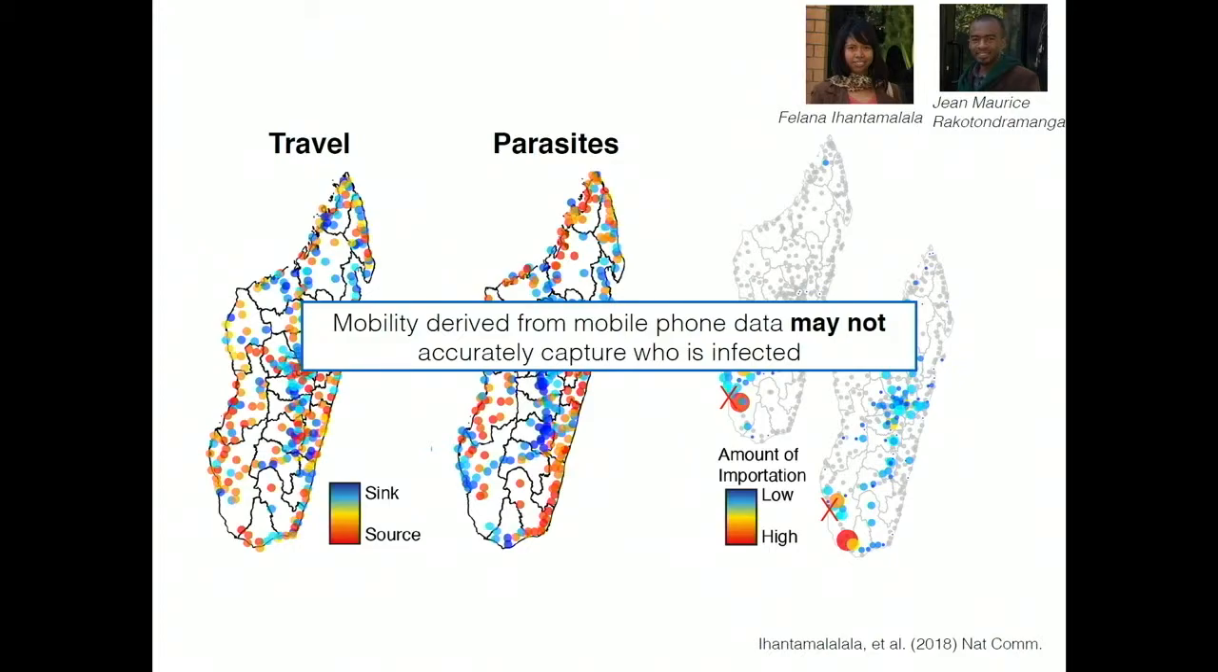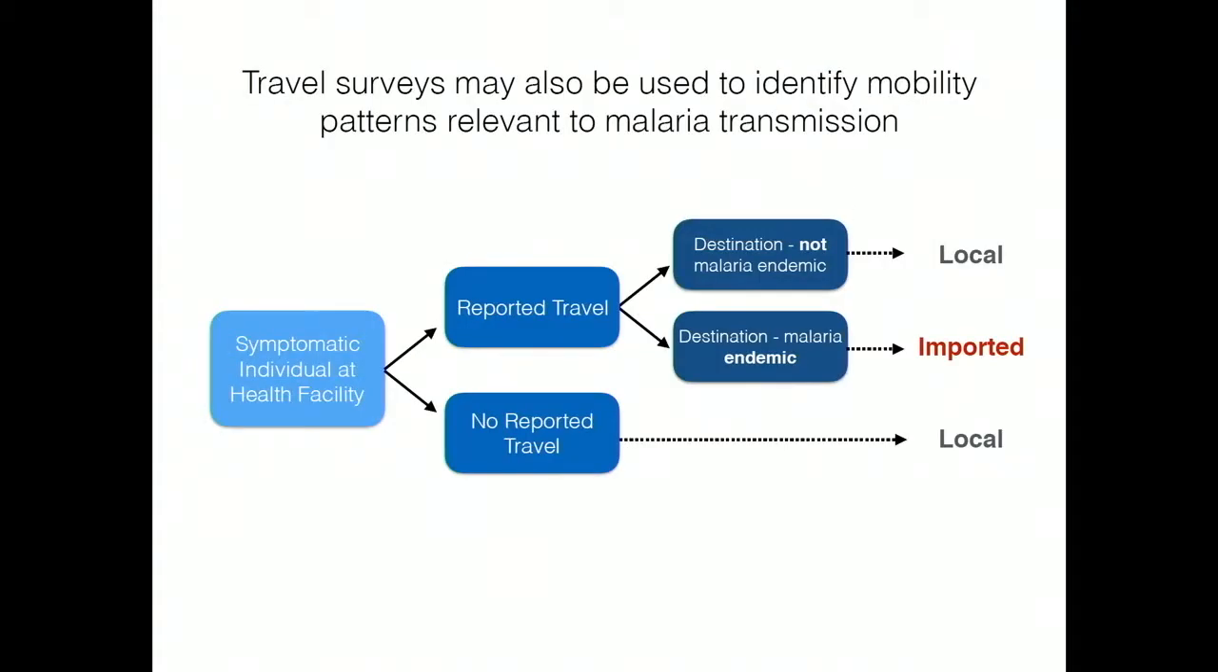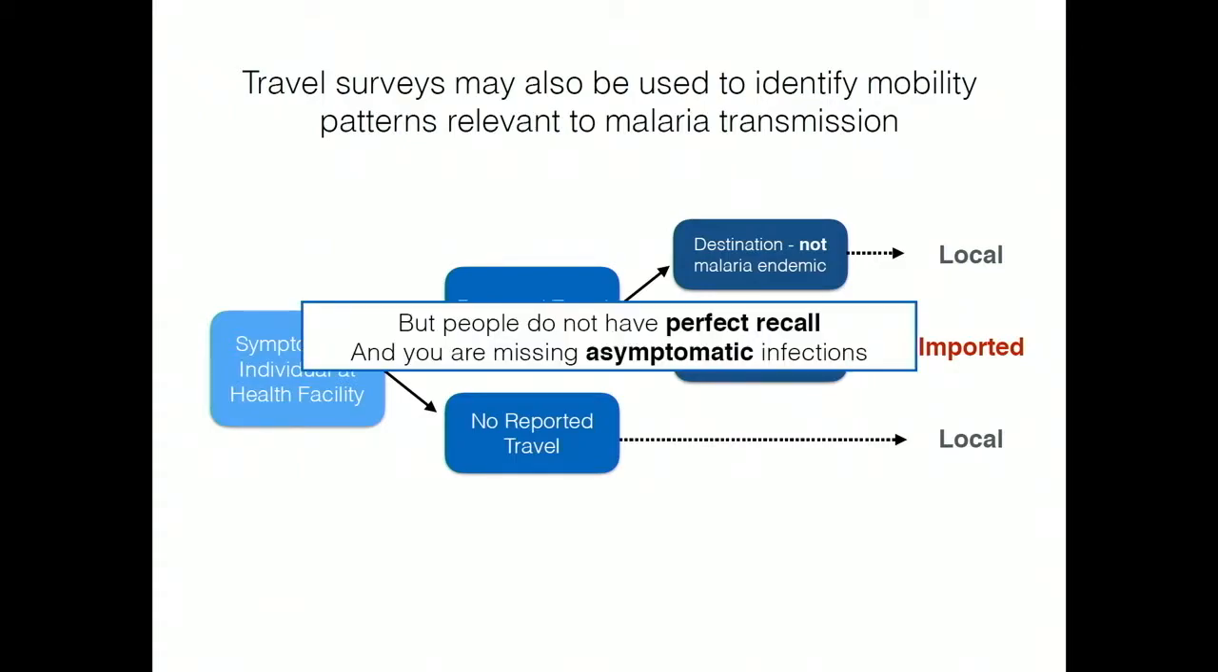But these data might not actually be capturing who's infected. So we definitely play the law of large numbers, in that we have millions of subscribers in these data sets, but it's a very coarse way of looking at it. On the opposite end of the spectrum is trying to look at travel surveys, where you may have symptomatic individuals who report travel, and if their travel is to a malaria endemic place, then you'd say it's imported, otherwise you may say it's local. But people aren't perfect. They can't recall everything. And importantly, you may be missing asymptomatic infections, who, based on whom, may or may not matter.